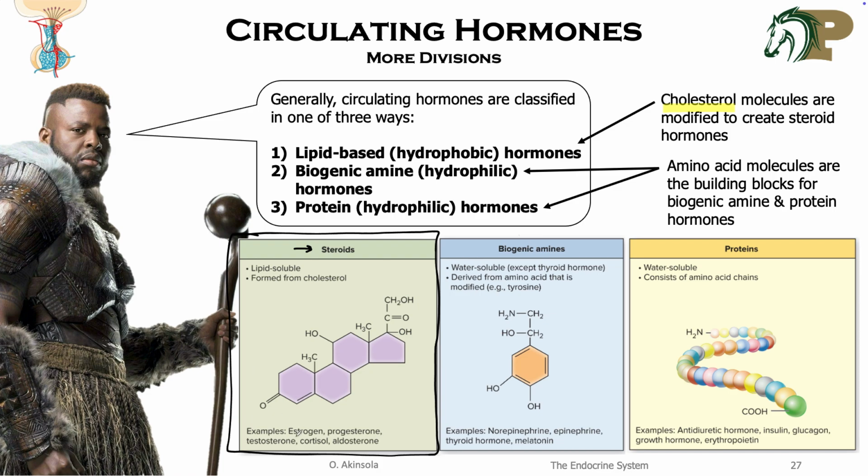Okay. So examples of hormones like this will be things like estrogen, progesterone, testosterone, cortisol, and aldosterone. We'll talk more about all of these when we get to the endocrine organs. Okay. Your biogenic amines are going to be water soluble, except for thyroid hormone. Derived from an amino acid that is modified, like tyrosine. And examples of these are norepinephrine, epinephrine, thyroid hormone, and melatonin.